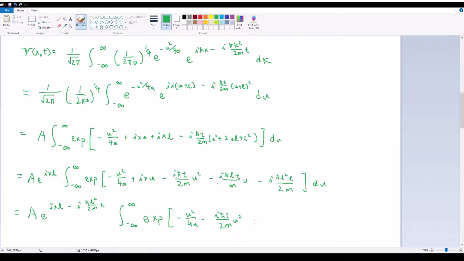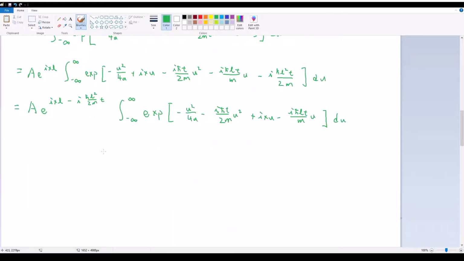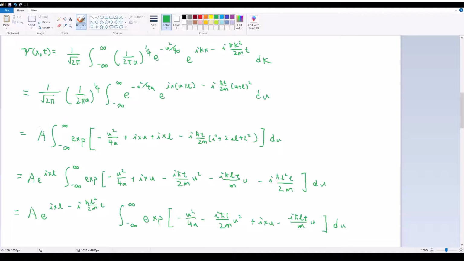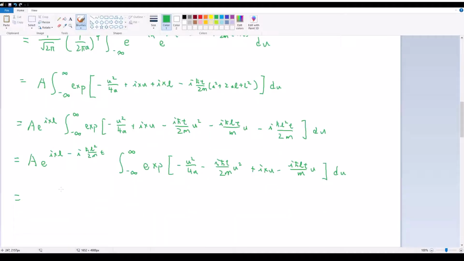And then plus i x u minus i h bar l t over m times u. Close this with a du. And from here, I can do a bit of distribution. So I'm going to start by getting the a constants back in.